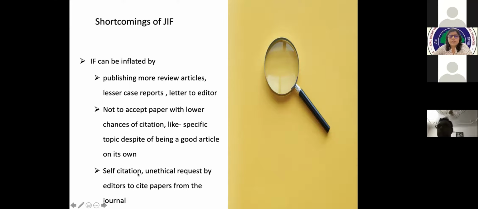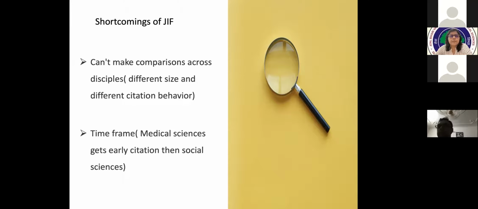What is self-citation? If the person keeps self-citing, the journal impact factor will increase. And many times there are unethical requests by editors to cite papers from the journal, and only then they say your article will be published. These are all things which can artificially inflate the journal impact factor. Other shortcomings are that it can't make comparisons across disciplines, because different disciplines have different sizes of journals, and they also have different citation behavior.